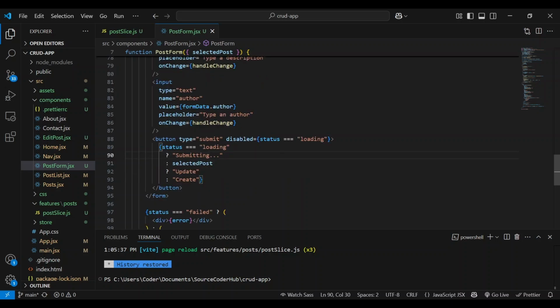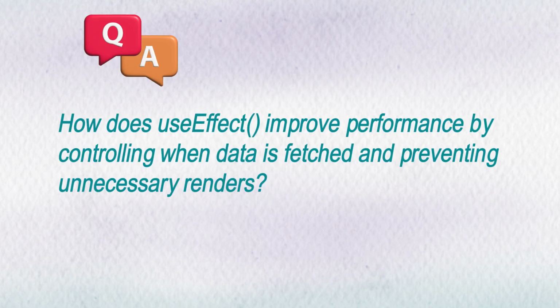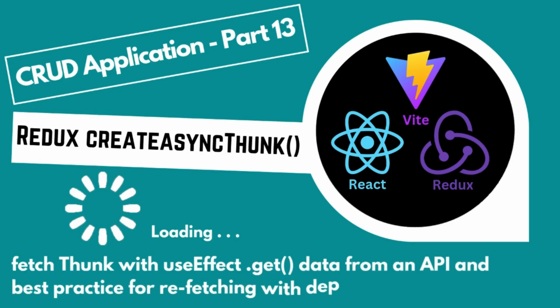Using unwrap ensures that you're only mutating state when the post is actually new, which helps avoid redundant updates and keeps your UI performant. For the full tutorial, check out the card in the link above. How does useEffect improve performance by controlling when data is fetched and preventing unnecessary re-renders? This question is answered in part 13.